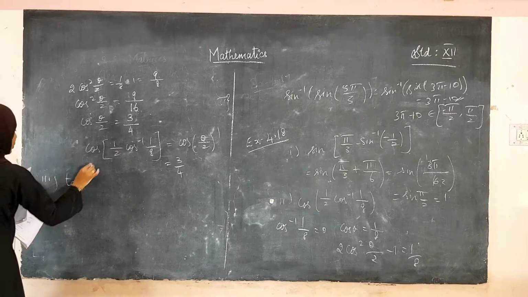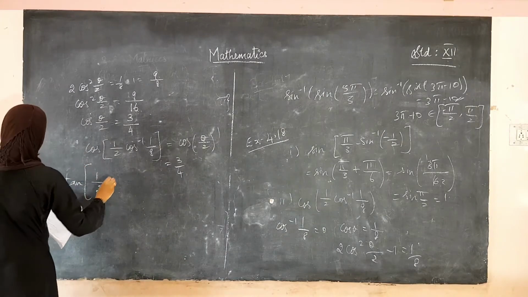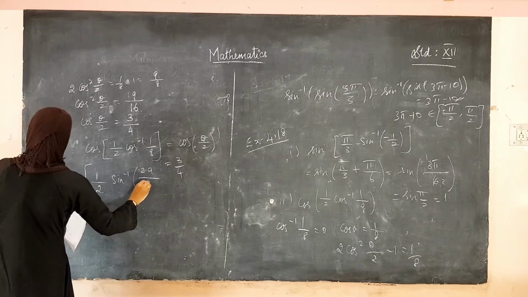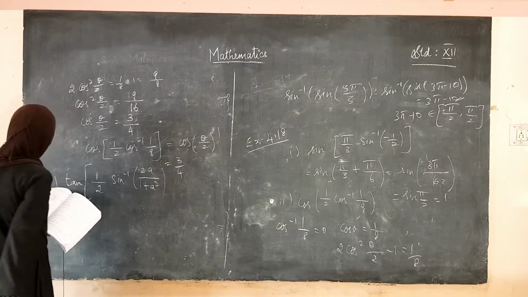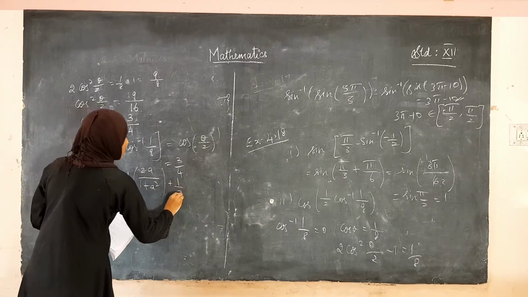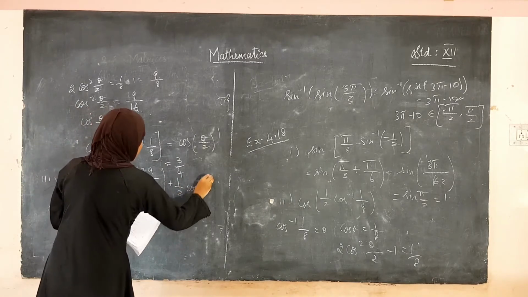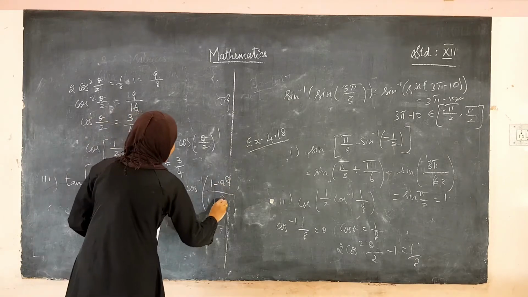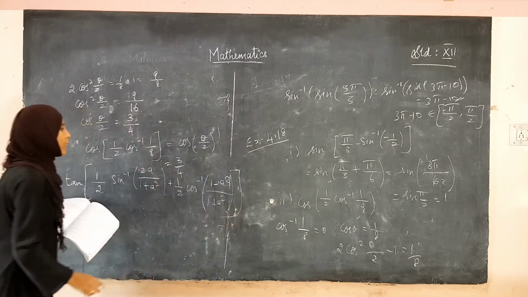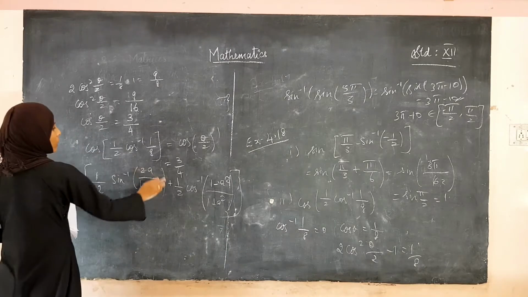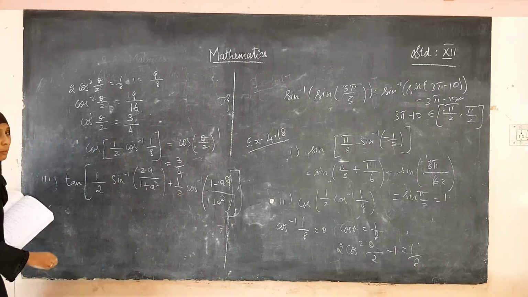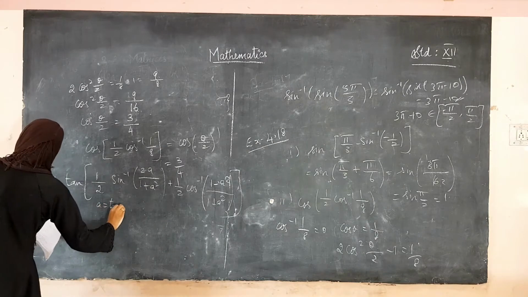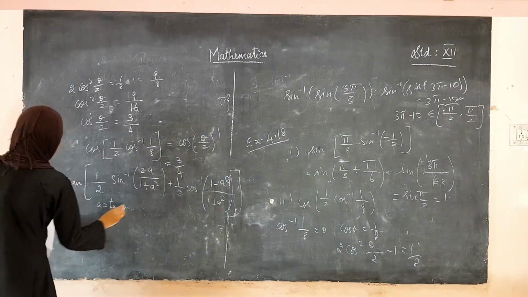Tan of 1 by 2 into sine inverse of 2a divided by 1 plus a square, plus 1 by 2 into cos inverse of 1 minus a square divided by 1 plus a square. See, it is looking like a formula. This term alone is looking like a formula, the formula that uses the tan. So, let us take a is equal to tan theta.